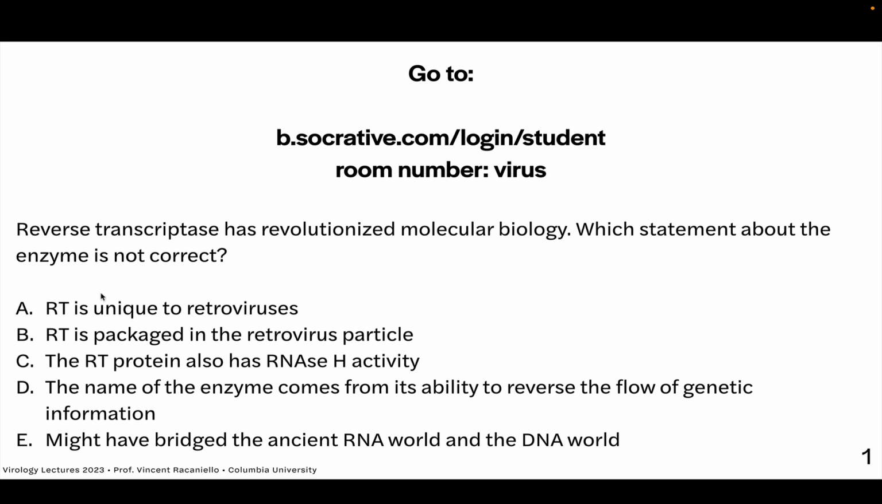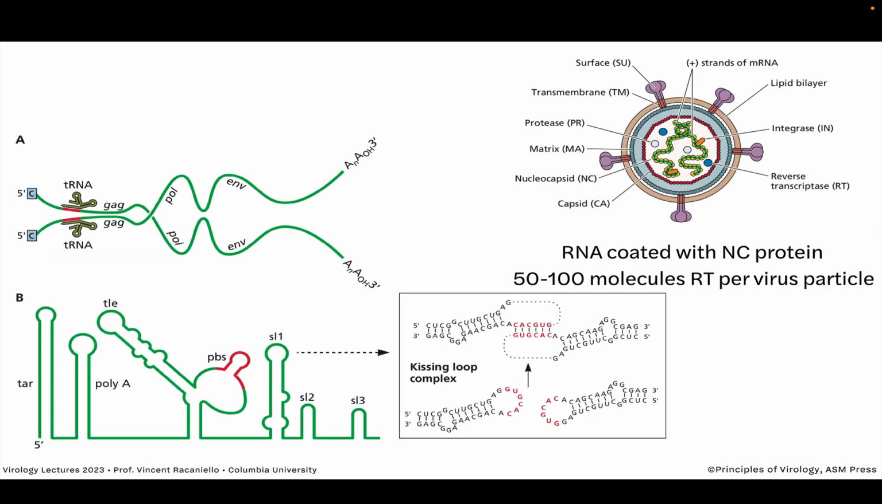Of course, what is wrong is that it is unique to retroviruses. We now know it's found in bacteria, in archaea, in eukaryotes, and other viruses as well. Everything else is correct. So let's talk about how reverse transcription works.